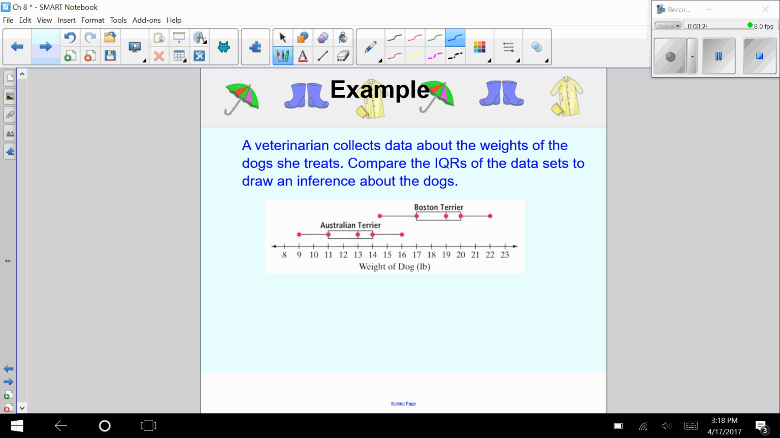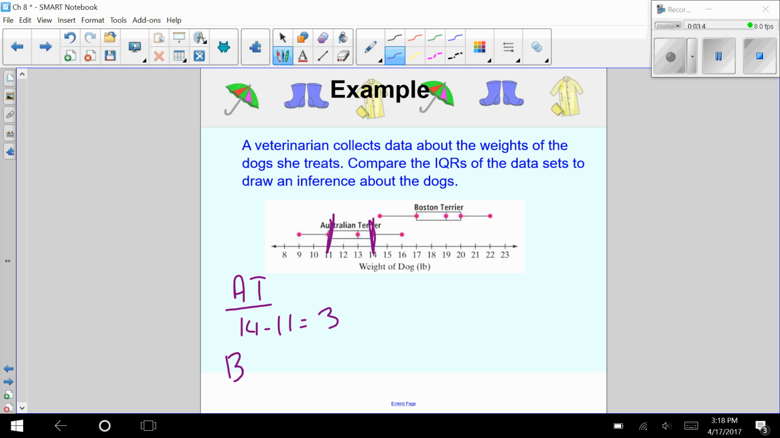Now we're going to take a look at this data. A veterinarian collects data about the weights of the dogs she treats. We're going to compare the IQRs of the data sets to draw an inference about the dogs. So we're going to start with our Australian Terriers. I'll call them AT for short. The IQR is the upper median minus the lower one. The upper one is 14 minus the lower is 11. That gives me an IQR of 3.